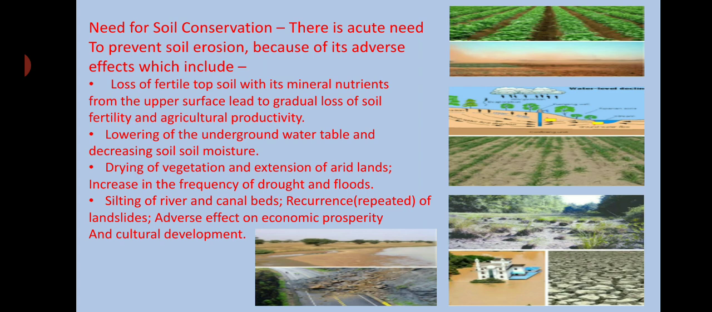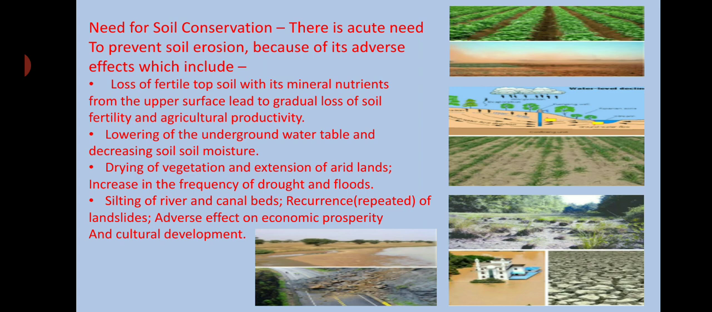Then you see this drying of vegetation and extension of arid lands. If it continues, then it will increase the flood and the drought. Both will come simultaneously. As you can see in the bottom picture, when the area is slowly moving towards becoming arid land, the bottom two pictures of flood and drought will become more and more common.